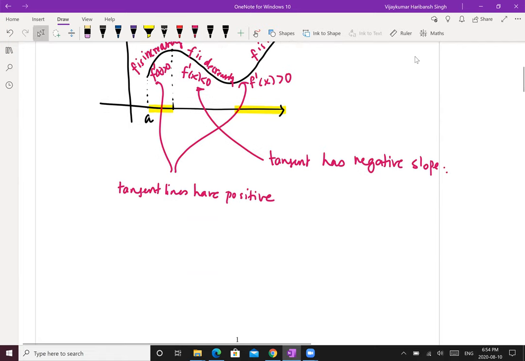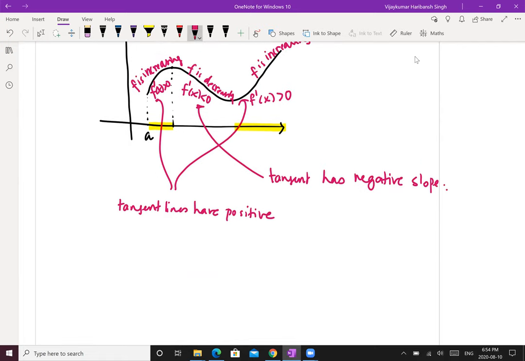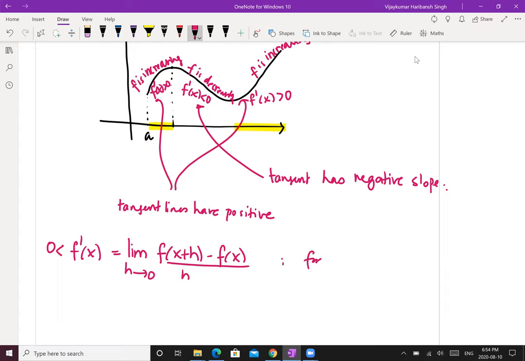Now if you want to see this algebraically, we can see the following. So f prime x is greater than 0 implies limit as h goes to 0 of f of x plus h minus f of x over h is going to be greater than 0. That means, let's take h to be positive, for some positive h, we have f of x plus h minus f of x over h is greater than 0.